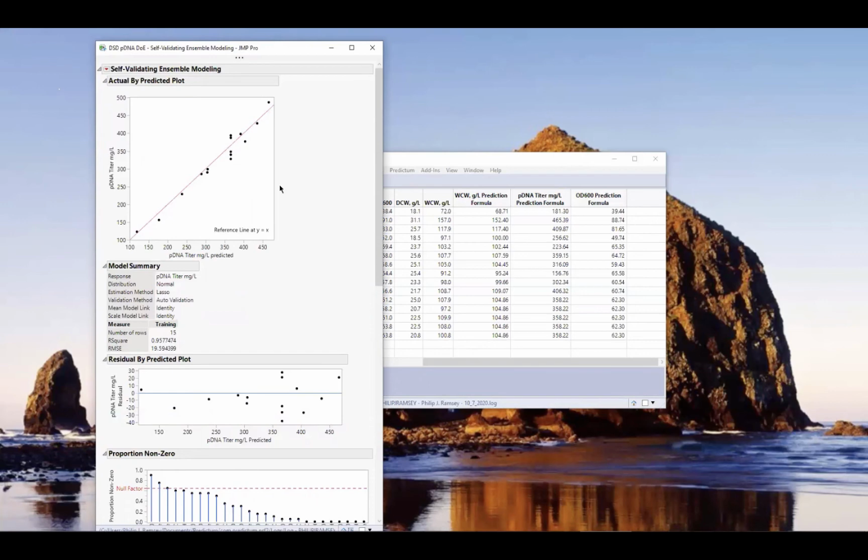So what do I do with this model? By the way, again, from the actual by predicted plot, it seems to fit the DSD data quite well. And I see nothing of real concern in the residual plot. So under the self-validating ensemble modeling menu, select Save Prediction Formula. Now I'm not going to do it here because I already have saved the formula.